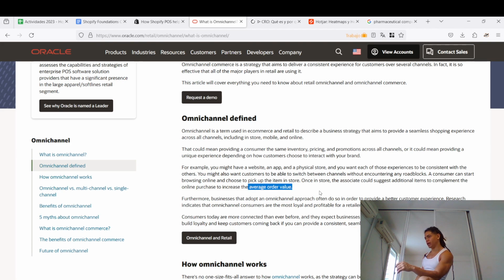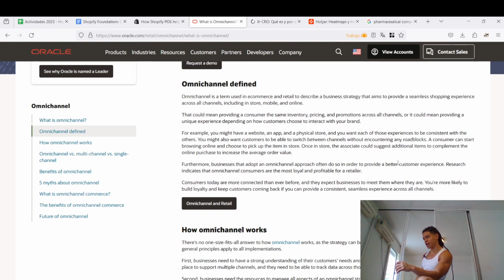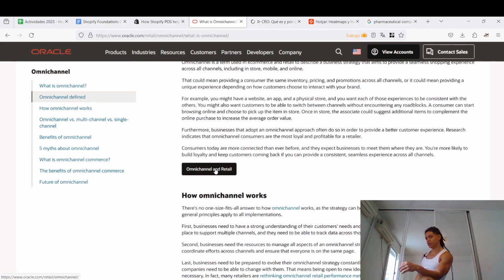Furthermore, businesses that adopt an omnichannel approach often do so in order to provide a better customer experience. Research indicates that omnichannel consumers are the most loyal and profitable for retailers. Consumers today are more connected than ever before, and they expect businesses to meet them where they are. You're more likely to build loyalty and keep customers coming back if you can provide a consistent, seamless user experience across all channels.